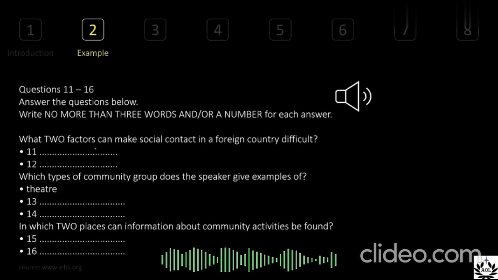This is what you see here. We have the question, what 2 factors can make social contact in a foreign country difficult? You see, this is a direct question. It could be 2 factors, it could be 1 factor. Here they have mentioned 2 factors. It could be 1 factor they might ask, but it is a direct question for short answer. Now look at the instruction, they have mentioned 3 words. So watch out for that, okay?